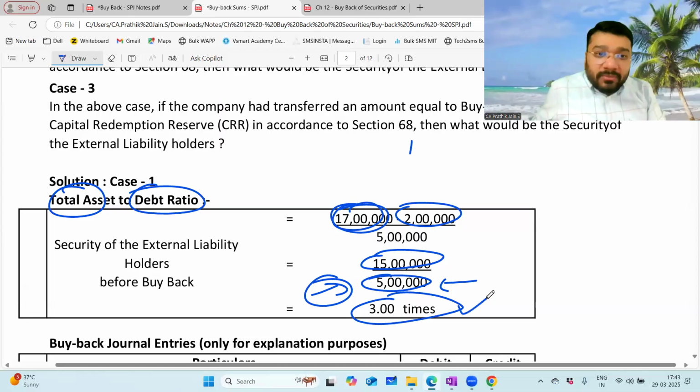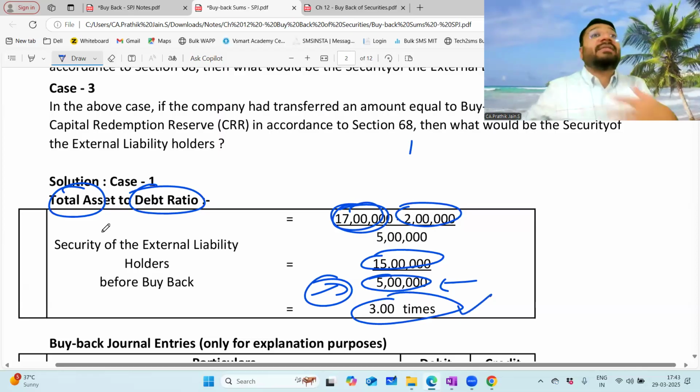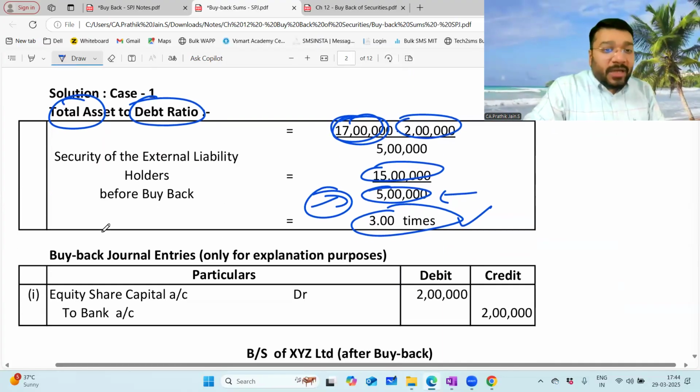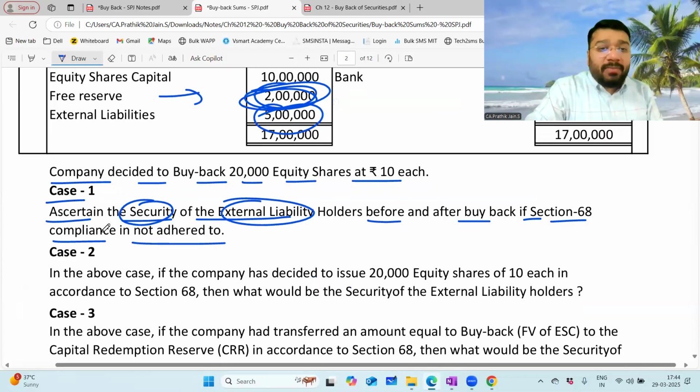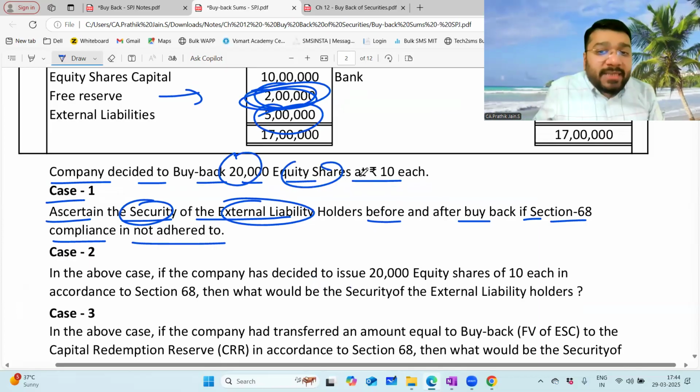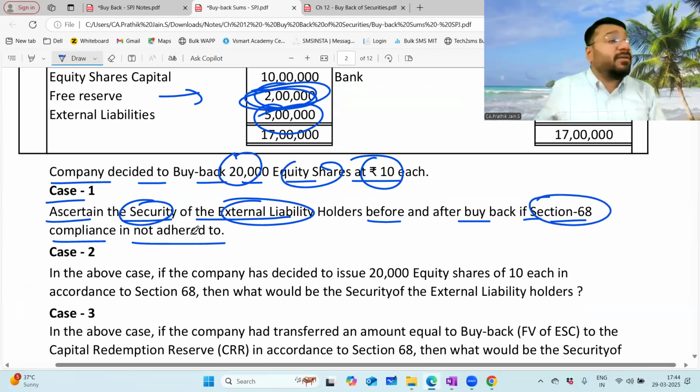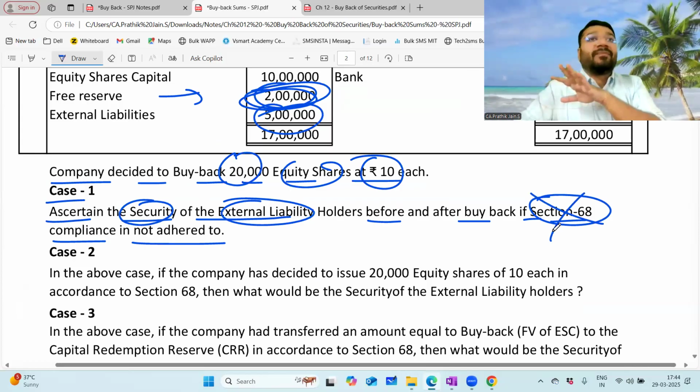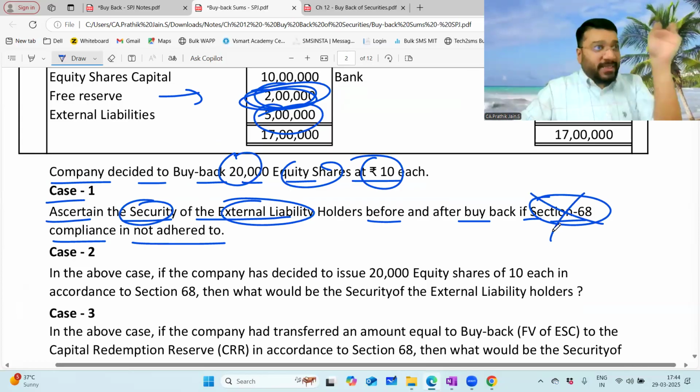So the more the total asset to debt ratio, the safer the external liability holder will feel. Now what is happening? Now you're doing a buyback. How many shares are bought back? 20,000 equity shares are bought back. And what are you doing? You are not complying with sections 68, 69 and 70. More specifically, you are not complying with 68. What is 68? I have not told you yet.